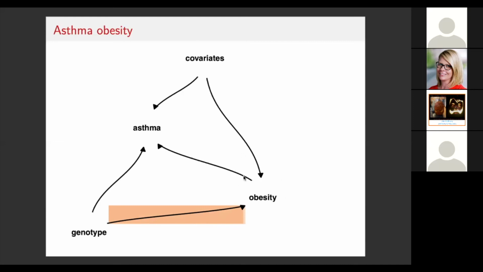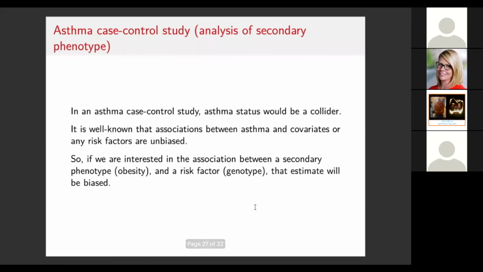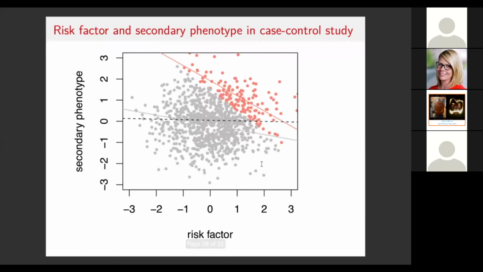So this is a classic problem of analyzing secondary phenotypes in a case control study. And I'll show you a picture to show you how that happens. So the idea is if we have a case control study and if we are interested in the association between a secondary phenotype, obesity, and a risk factor, such as genotype, that estimate will be biased. And I'll show you using a picture. Again, this is a cartoon.